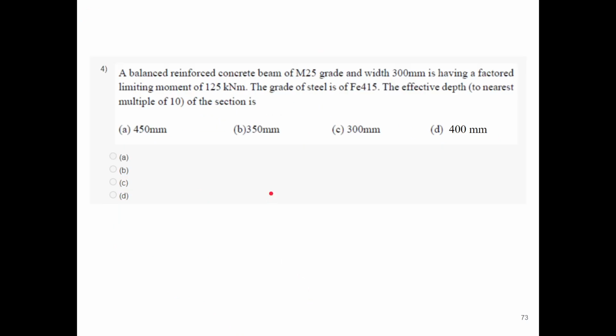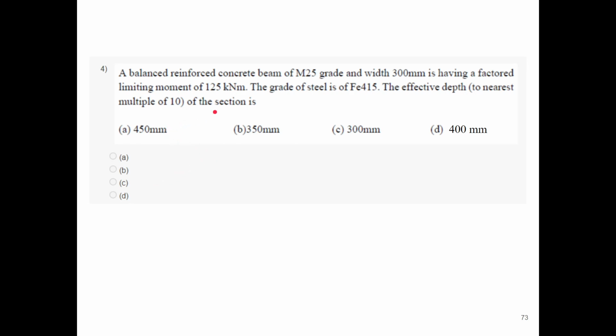Fourth question. A balanced reinforced concrete beam of M25 grade and 300 mm width is having a factored limiting moment of 125 kilonewton meter. The grade of steel is Fe415. The effective depth to nearest multiple of 10 of the section is A 450 mm, B 350 mm, C 300 mm, D 400 mm. Okay, so which is the correct option?